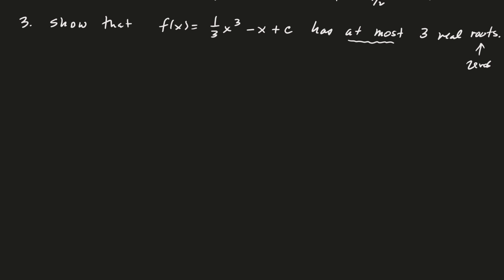Well, let's take a look at the derivative. If we take a look at f prime of x, that's going to be x squared minus 1. If I set that equal to 0, I see that x is equal to plus or minus 1. And so therefore f prime of x equals 0 at 2 points. Good.